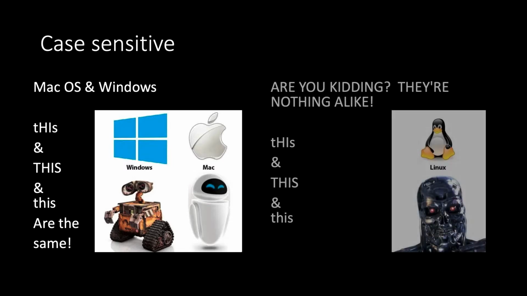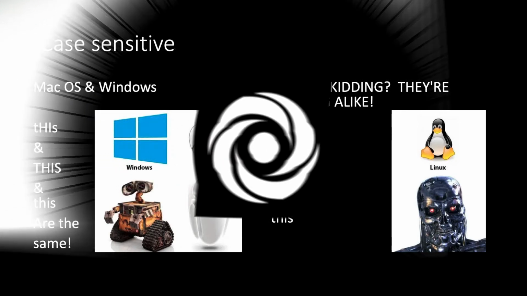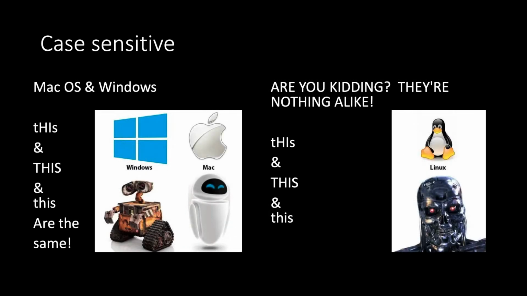However, as far as Linux is concerned, they're nothing alike. This and this and this, they're just not the same. They're not the same at all. And Linux has always been case sensitive, so that means on your Raspberry Pi, on Replit, on anything on the internet that's hosted on Linux, then it is going to be nothing alike and you are going to get a file error. So this error is a real common one.